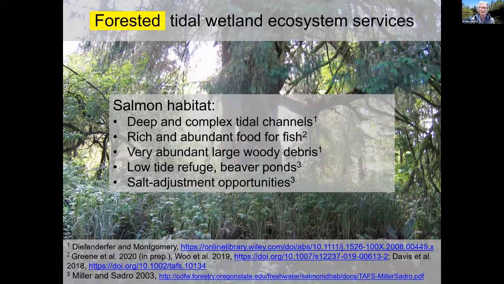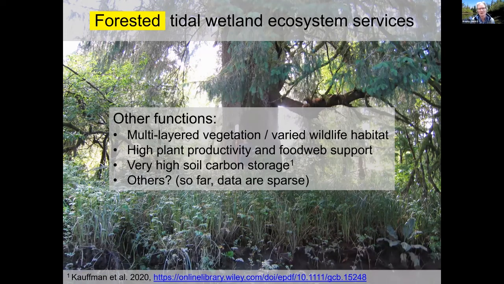There are a lot of other functions. We're only just beginning to learn about what tidal swamps do for us. And we have an expectation that they fill many, many functions, but we just don't have a lot of data yet on things like wildlife support because of their multi-layered vegetation and high plant productivity and food web support. We do have some new data about carbon storage, and I'll show you some of those figures later on. This publication by Boone Kauffman and our team from just this year is linked at the bottom.